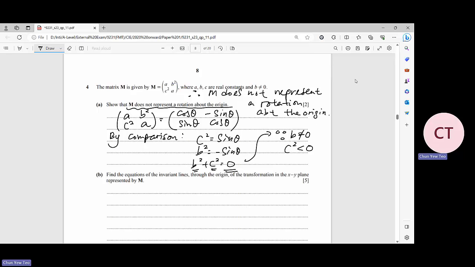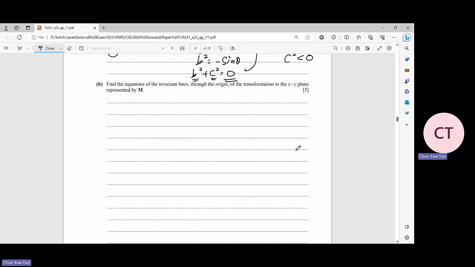Then part B, they want to find the invariant lines through the origin of the transformation in the xy plane represented by M. To find invariant lines, usually I will just write down the matrix first. Then the invariant line, because it passes through the origin, is supposed to be y equal to mx plus c, and the c will be 0. So it will be just mx. Usually I will write like this: x, mx, then equal to x, and then mx. Then I expand them.